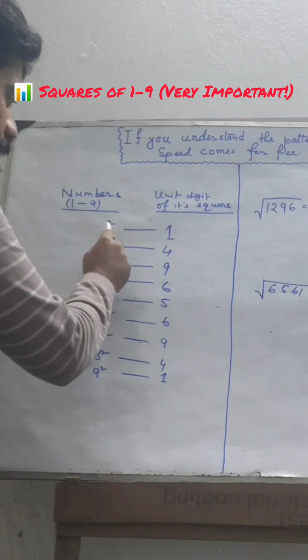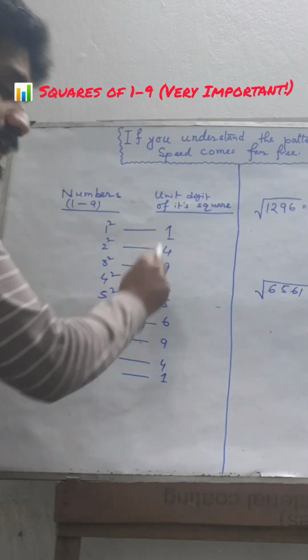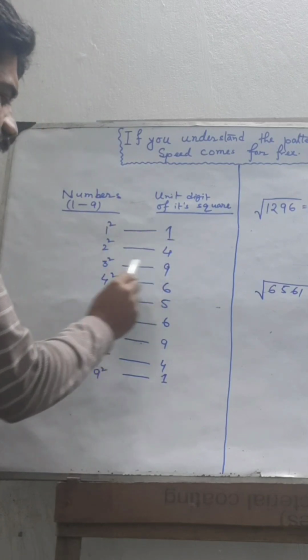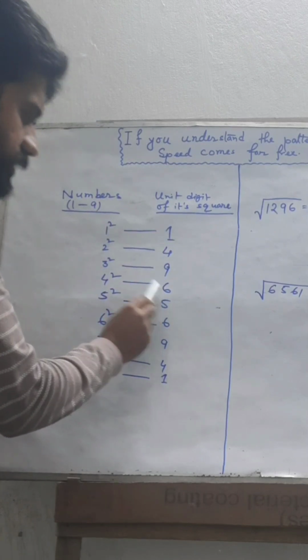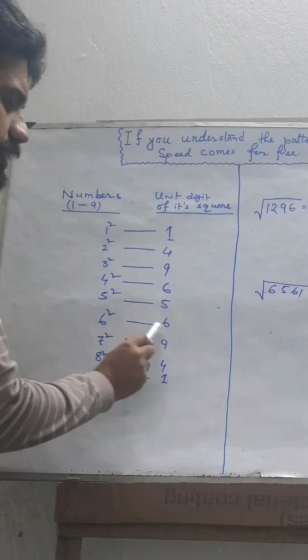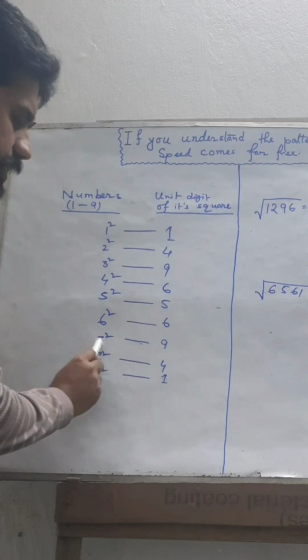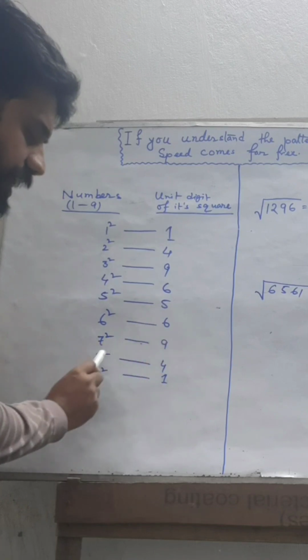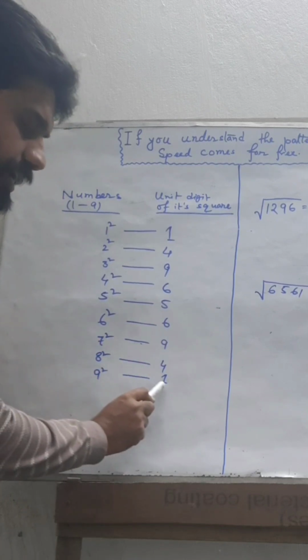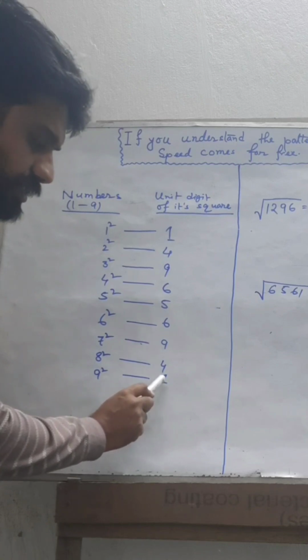The squares of numbers 1 to 9 and their unit digits. 1 square is 1, 2 square is 4, 3 square is 9, 4 square is 16, so the unit digit is 6. 5 square is 25, so the unit digit is 5. 6 square is 36, so the unit digit is 6. 7 square is 49, so the unit digit is 9. 8 square is 64, so the unit digit is 4. 9 square is 81, so the unit digit is 1.